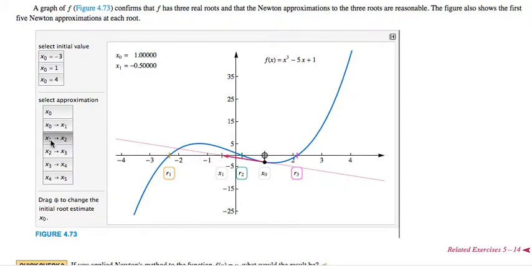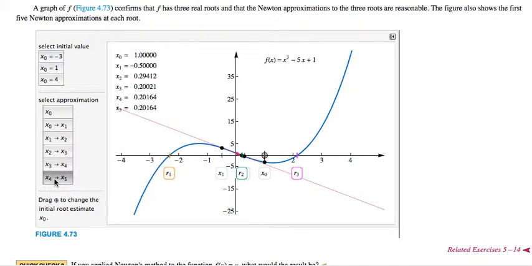Our second approximation brings us back. Our third approximation, 0.20021, 0.20164, and finally the fourth and fifth approximations are exactly the same, to 5 decimal places.